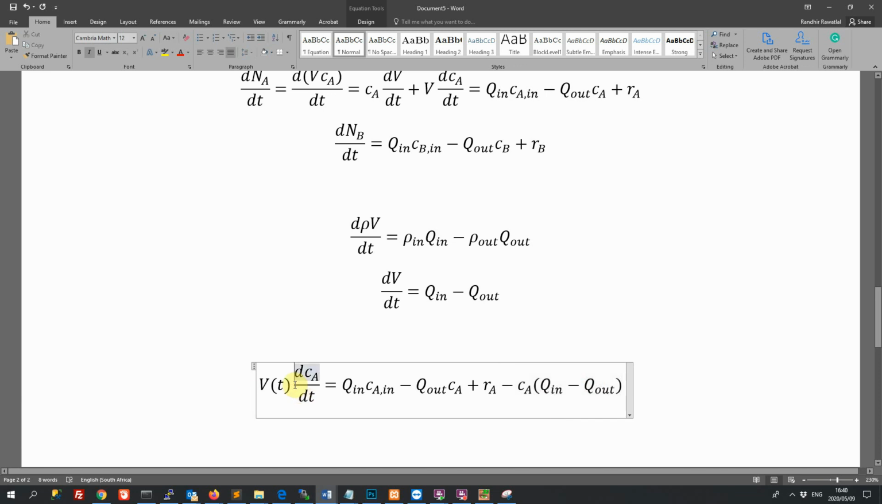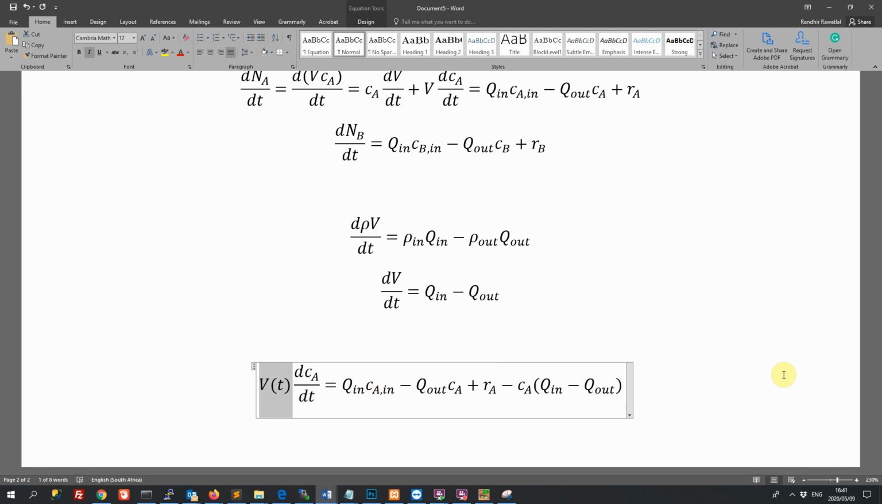And so we can write it like this. Even though this is a time function, for every instant in time, we can divide by that current value for V. And so we can write dCA/dt equals something. That's how we get to the ODE that applies in terms of concentration.